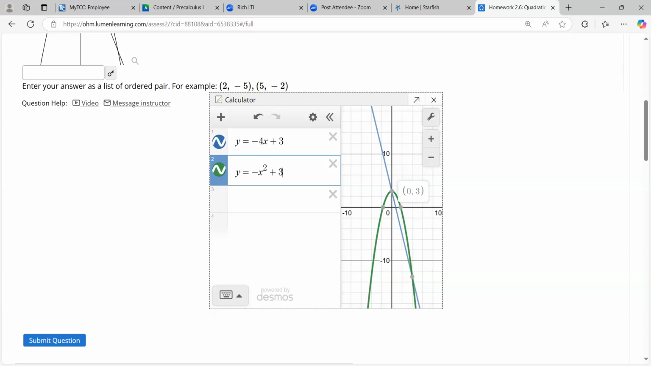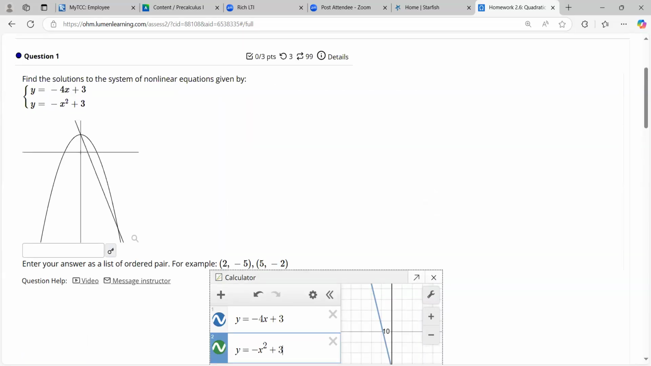One solution is going to be here, 0, 3. The other solution is going to be here. When you point to the point, they even give you the coordinates, 4, negative 13. Okay, let's check the result. 0, 3, 4, negative 13. Use a comma to separate the 2 solutions.